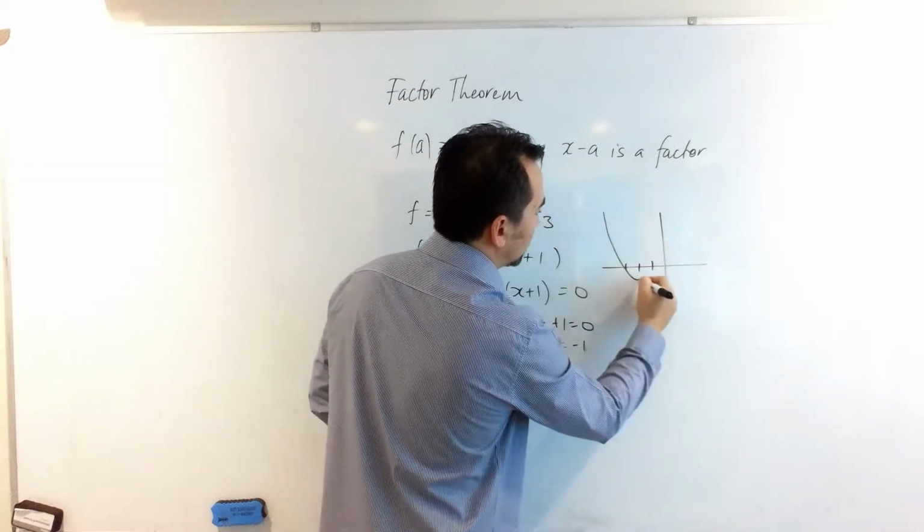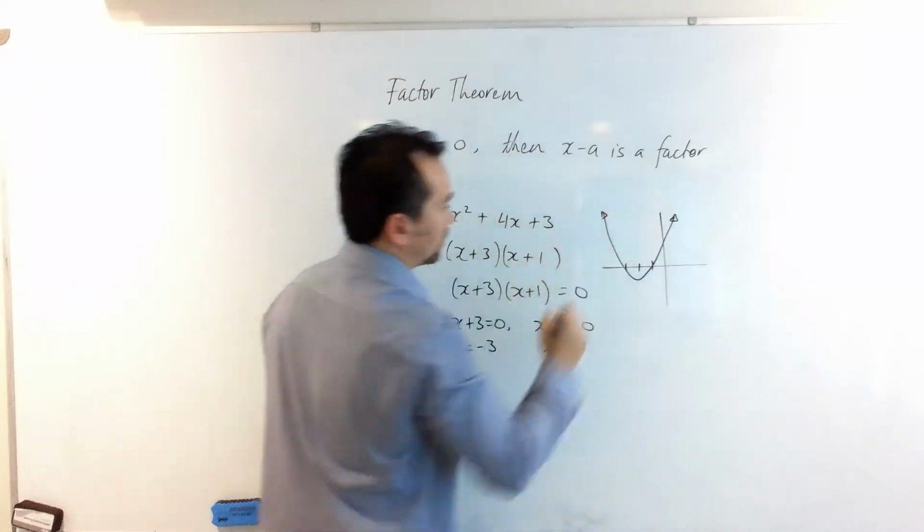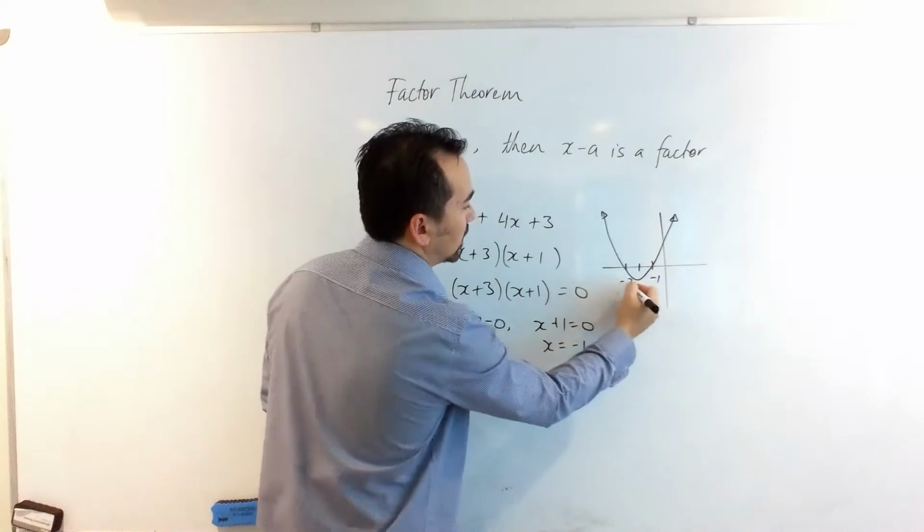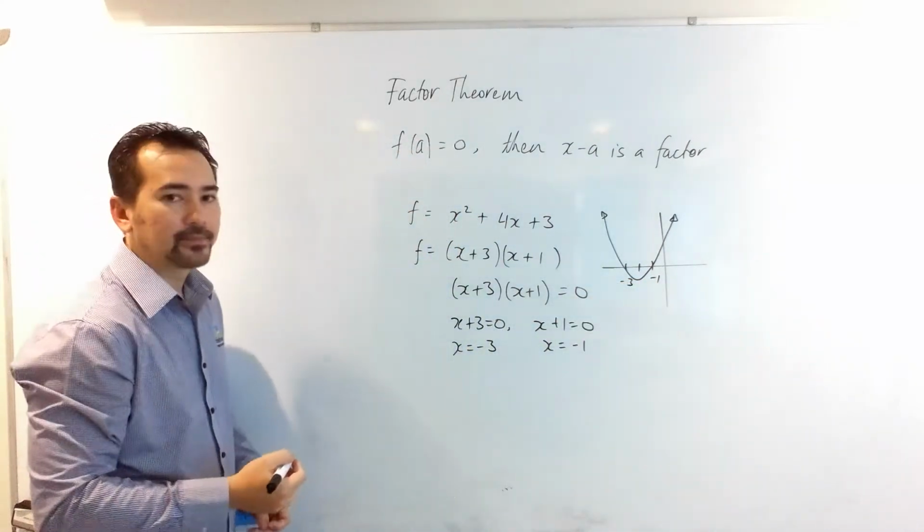And so the quadratic looks like this. Okay, where the x-intercepts are negative 1 and negative 3, just like that.